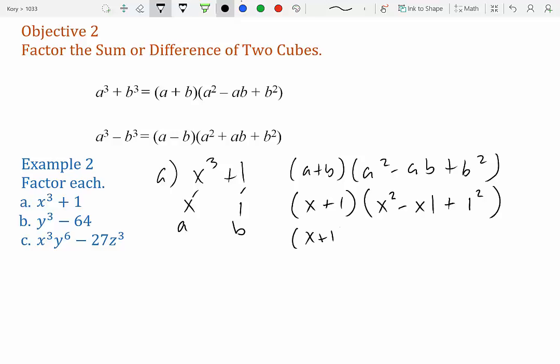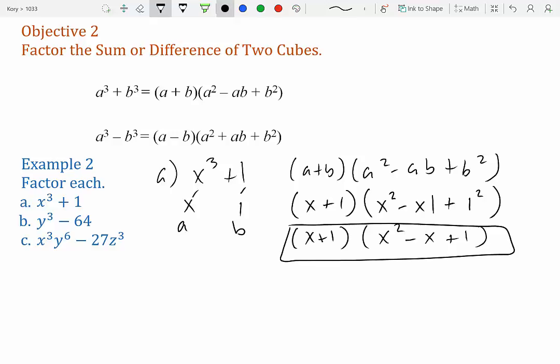So x plus 1 times x squared minus x. It's minus x because x times 1 is just x. And then plus 1 because 1 squared is 1. And that's how we factor. You do not need to take it any step further because x squared minus x plus 1 is prime. That means there are no two factors other than itself and 1 to multiply to it.